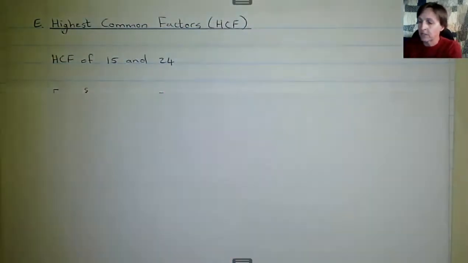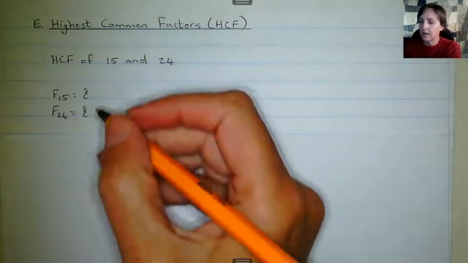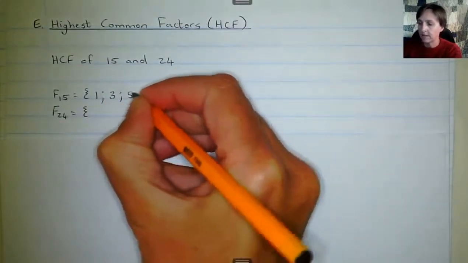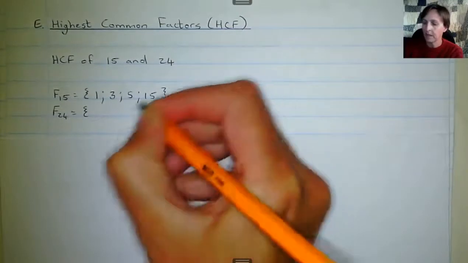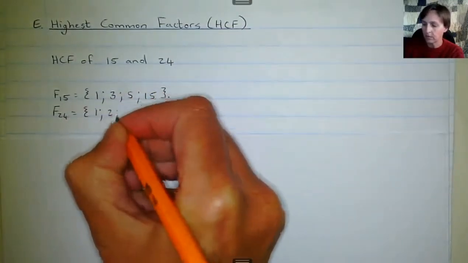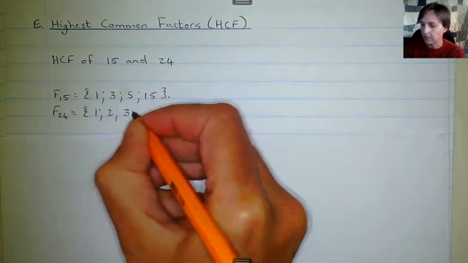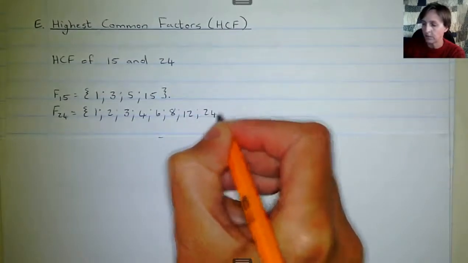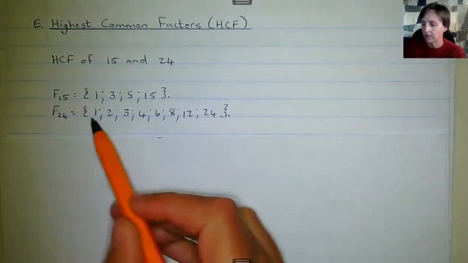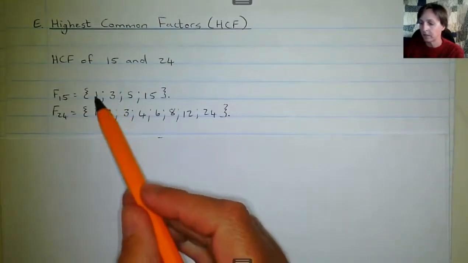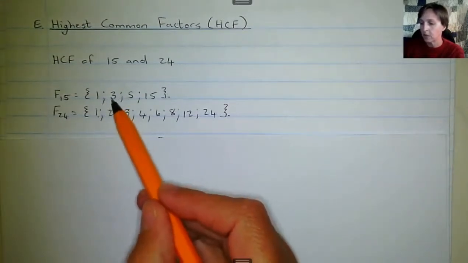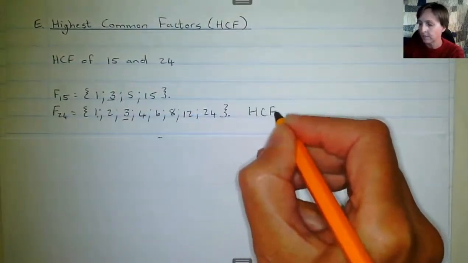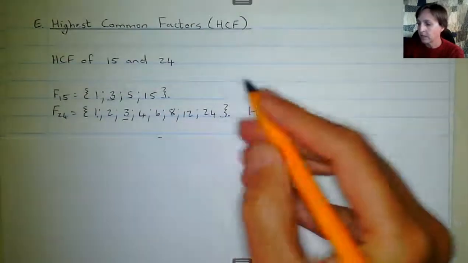So if I want to find the highest common factor of 15 and 24, I first write out the factors of 15, which are 1, 3, 5, and 15. And the factors of 24, we've done this a few times already, so it should be going quickly now: 1, 2, 3, 4, 6, 8, 12, and 24. Those are my lists of factors. Now I look for the highest common factor. 1 is common, but it's not the highest. 3 seems to be the highest there. So the HCF for 15 and 24 is 3.